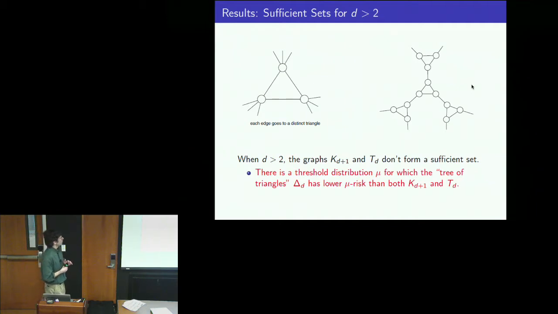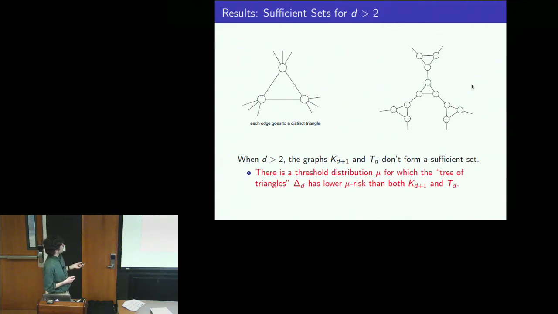Okay, so the surprise, and what turned this into an interesting question, is that when the degree is greater than 2, the tree and the clique are not it. They are not the whole thing. In particular, I can invent a threshold distribution, it took some work to actually construct it, where, for example, the tree of triangles has lower mu risk than both the clique and the tree. The tree of triangles is easier to draw than to describe in words, but you sort of know what it is. I take the complete three-ary tree, and I replace each node with a triangle, and then I have them connect to nearby triangles representing other nodes.